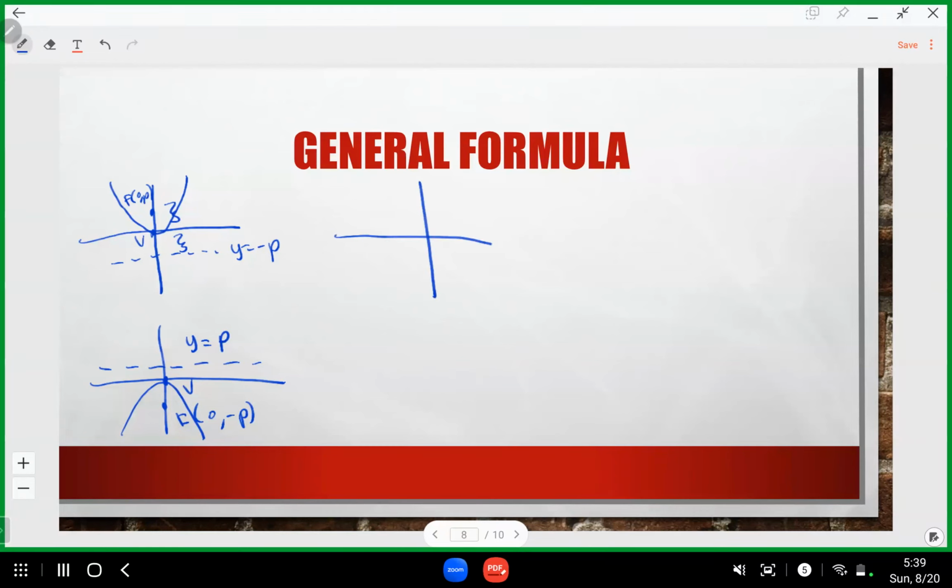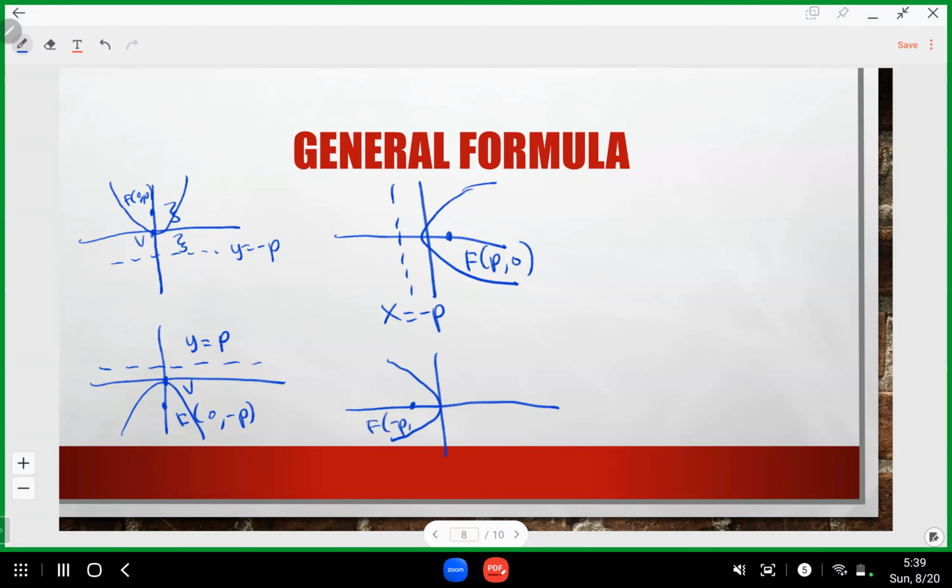But now we get into some things you don't really see that often, and that is basically a sideways parabola. So we can have a sideways parabola like this, and it opens right. F is equal to (p, 0), and the directrix here is x equals negative p. You can also have it open left. Opening left means the focus is to the left of the vertex. F is equal to (negative p, 0), and the directrix is x equals positive p. And p is always going to be a positive number because it's the distance, and distance cannot be negative.